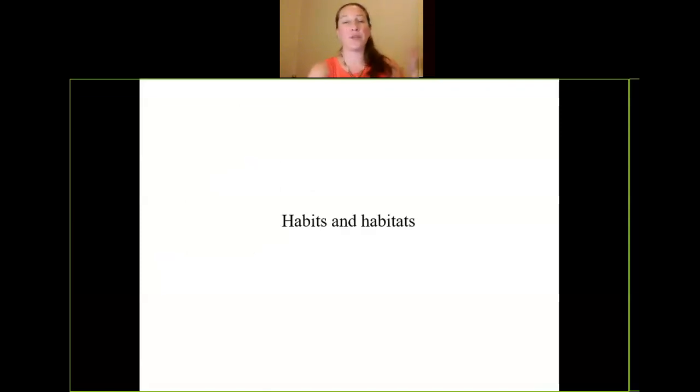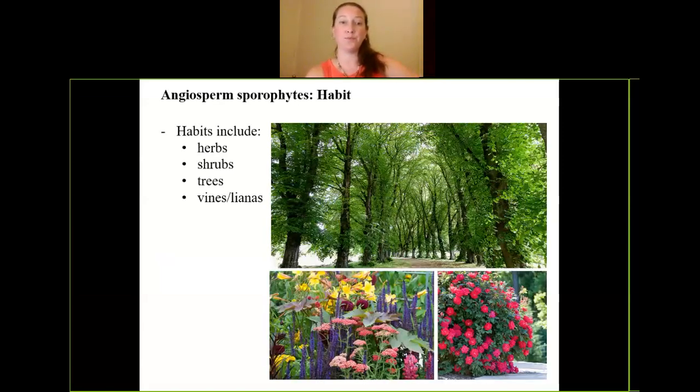So now we know what they are. We know how they're important to humans. Let's kind of look at what their forms are like and what habitats you might find them in. So angiosperms, being so diverse, have basically every form that you can think of, right? They have herbs, herbaceous plants, right? They have shrubs that are capable of being woody. They have trees that are capable of being woody. They have lianas and vines, right? All the types of habits we covered in the stem lab.